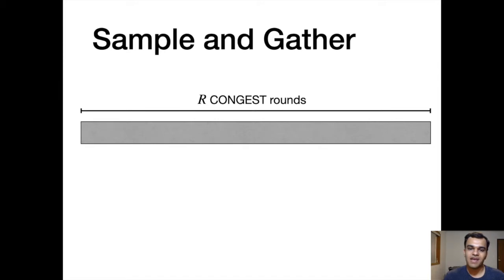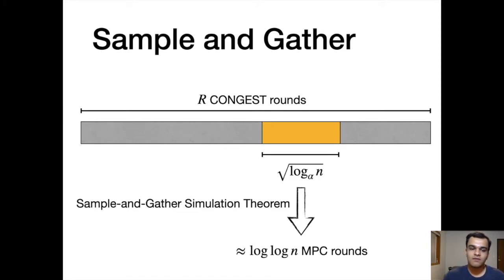So pictorially, we have an R-round CONGEST algorithm. We take a chunk of square root log n base alpha rounds. This will be our L. We will apply our sample and gather simulation theorem, and it will give us a way to simulate these square root log n base alpha rounds in roughly log n MPC rounds. And that gives us the final running time.